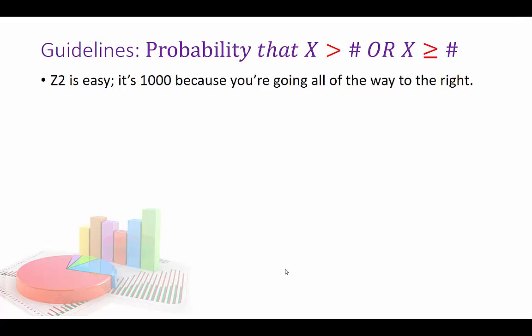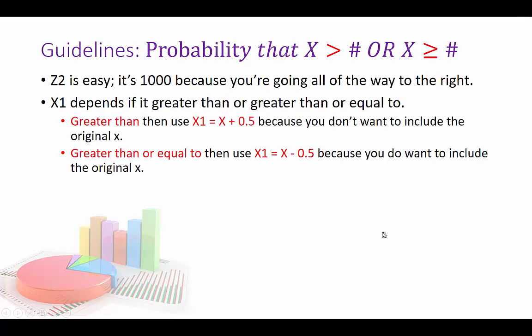Okay, so some general guidelines for the probability that x is greater than, or greater than or equal to. Z2 is easy because it's 1,000. You're going all the way to the right on the curve. X1, which is going to help us find Z1, depends on whether it is greater than or equal to. If we say greater than, we want to start to the right of the box. We don't want to include the box, so we're going to add 0.5 to get our x1.